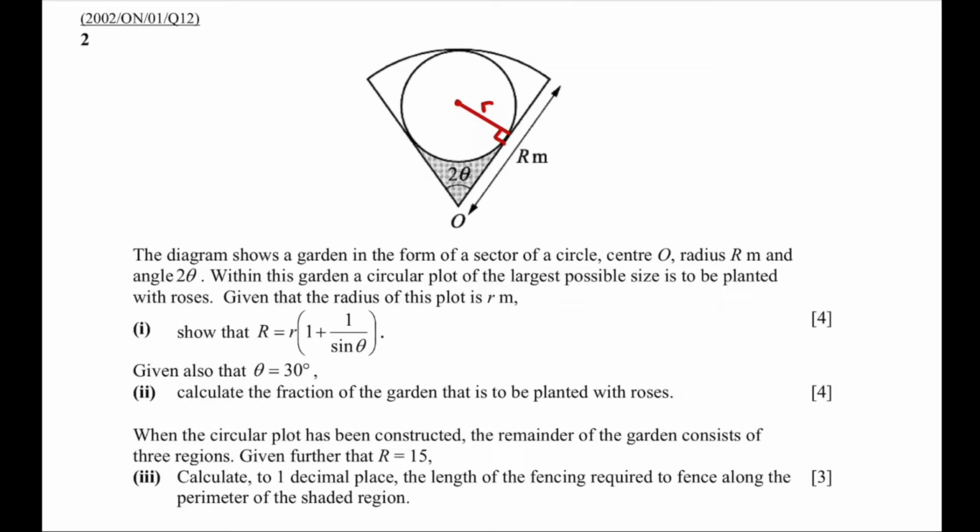How do you form a right angle triangle? Why do we need to have a right angle triangle? Because there's SOHCAHTOA here. Therefore, if you visualize it, this is your right angle triangle. If I extract this right angle triangle, this is how it looks.